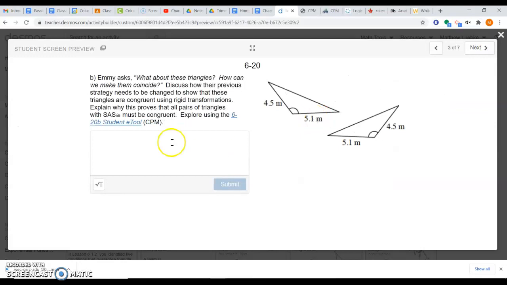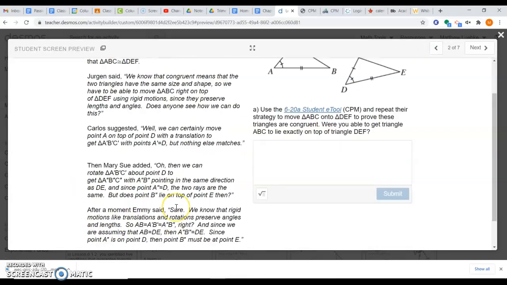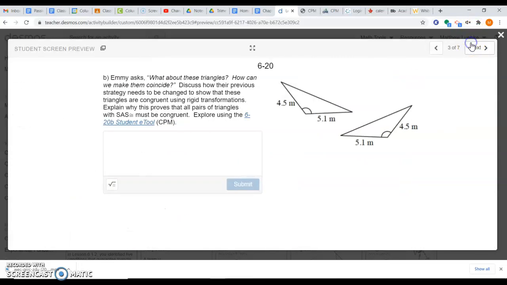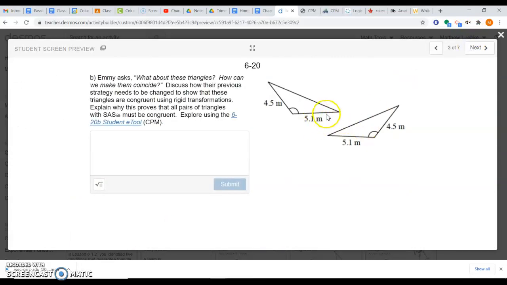All right? In this next one, in kind of the last part here, it says, what about these triangles here? How can we make them coincide? So you're going to discuss what the previous strategy was, and then you're going to click on this e-tool, and you're going to try to get this triangle to land on top of the other one. Okay, the rigid transformations may be different, but I still want you trying to discuss and model, base the conversation you're going to have on the model you see here, and determine what's the right course of action to make this happen. And then explain in the box below why this proves that all triangles with this side-angle-side congruence must be congruent.